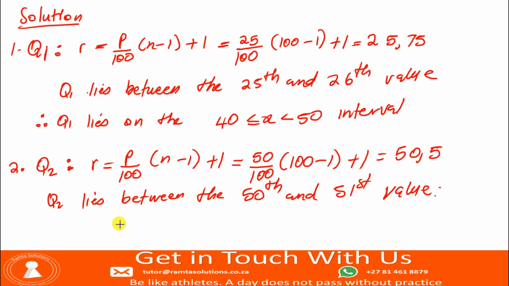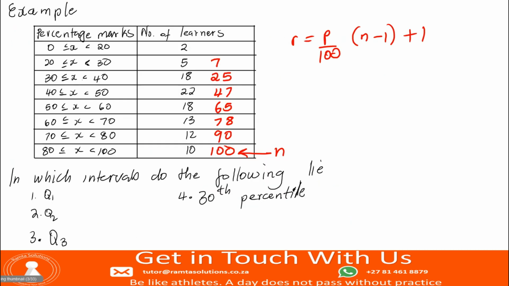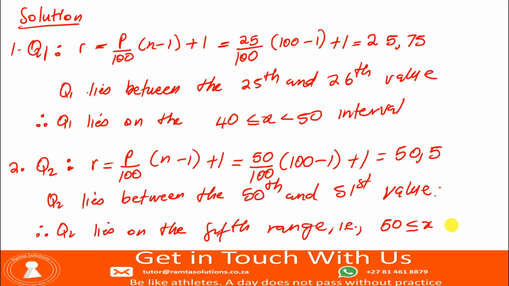All right? Therefore, Q2 lies on the fifth range. That is, x is greater or equal to 50, but less than 60. This is where your median lies. Your median lies in that range. Okay?